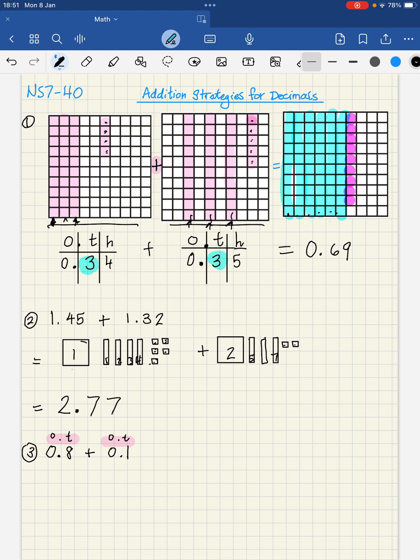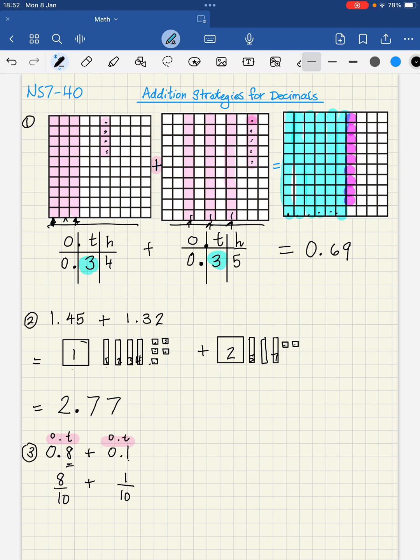Okay. So question 3 says to use equivalent fractions to calculate the decimal sum. So we're going to have to turn our decimal numbers into a fraction. Well, we know that in this case, our 8 is in the tenths column, so it's going to be 8 tenths. And in this one, the 1 is in the tenths column, so we're going to do 1 tenth.